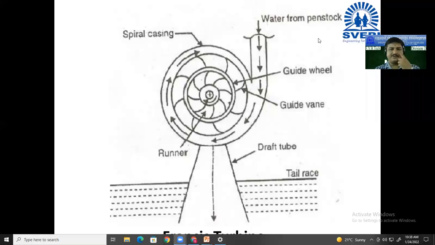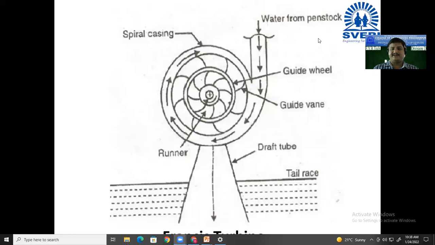This figure is very important. And always keep in mind, outer wheel is guide wheel and outer vanes are guide vanes. Guide vanes are fixed and runner vanes are movable. They are moving in a rotational direction. You should not forget that part, because a question may be asked.